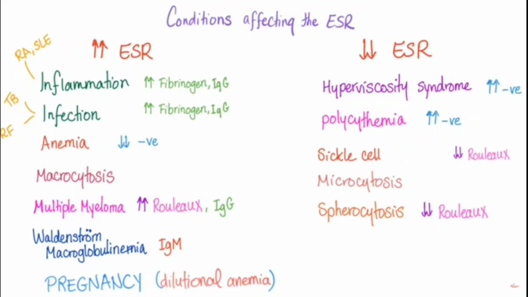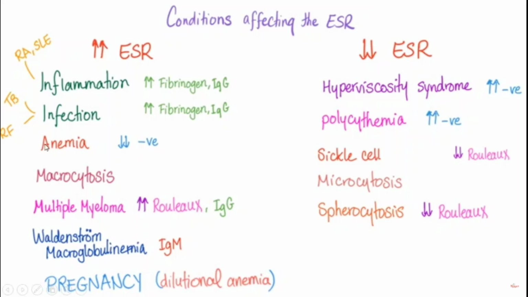So the conditions which affect the ESR: there are some conditions which can increase the ESR value, and there are some conditions or diseases which can decrease the ESR value. So the conditions in which the ESR value increases, the most important ones are inflammation and infection. In inflammation and infection, there is an increase in the concentration of the fibrinogen and the immunoglobulin in the blood. So because of the increased concentration of these plasma proteins in the blood, there will be an increase in the ESR value.